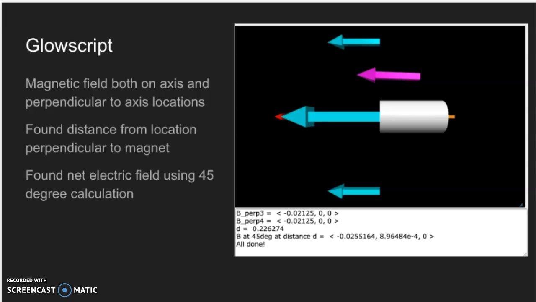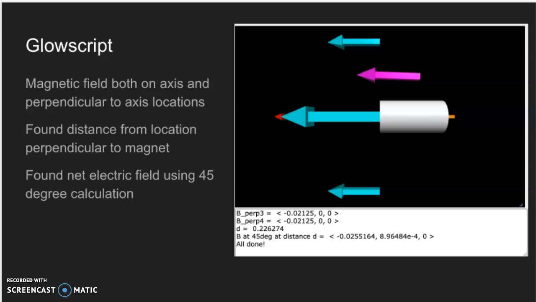On to the Glowscript code. The magnetic field, both on axis and perpendicular to the axis locations, were measured, and then you can see we graphed those as the arrows. We found two on-axis locations with a scale of 1/2, then 4 perpendicular locations with a scale of 3/4. In these, we plugged in the magnetic moment and the observation locations into the dipole magnetic field formula, which was all done for us by the code.